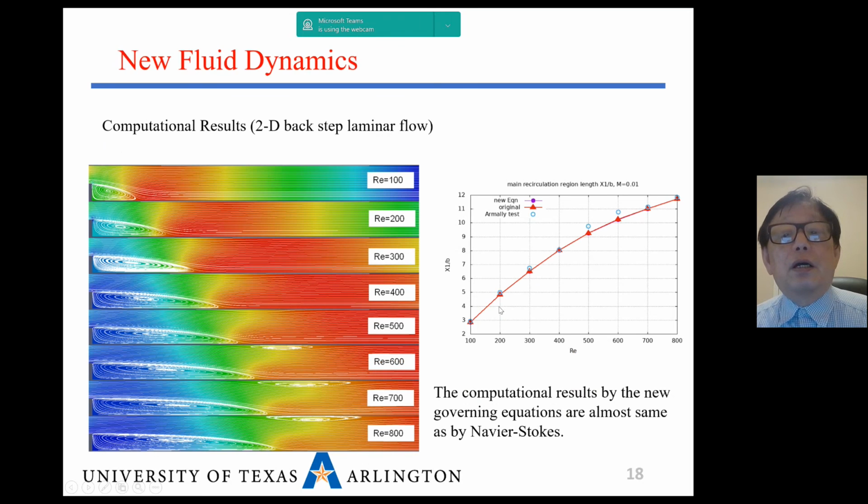Okay, we already showed they're all equivalent. Then we check by computation results. The first example is 2D backstep laminar flow. The computation for the original Navier-Stokes equations is the red triangle, and the purple one is the circle. So we can easily find it is almost the same for laminar flow.